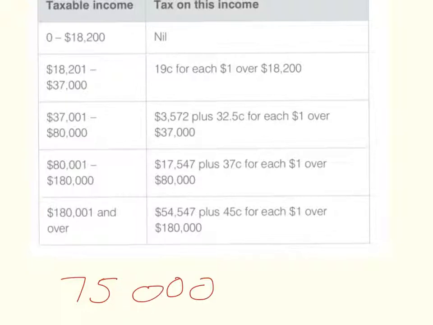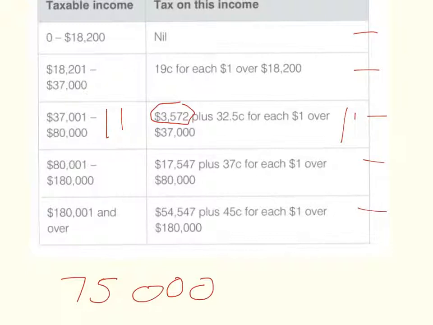So what we do is we locate 75,000 in the table. Obviously it's in this bracket here. Each of these is referred to as a tax bracket. All we do then is just follow the instructions here. So if I earn $75,000, the amount of tax that I will be liable to pay, we look at the instructions, it will be 3572 plus 32.5 cents for each dollar over 37,000.